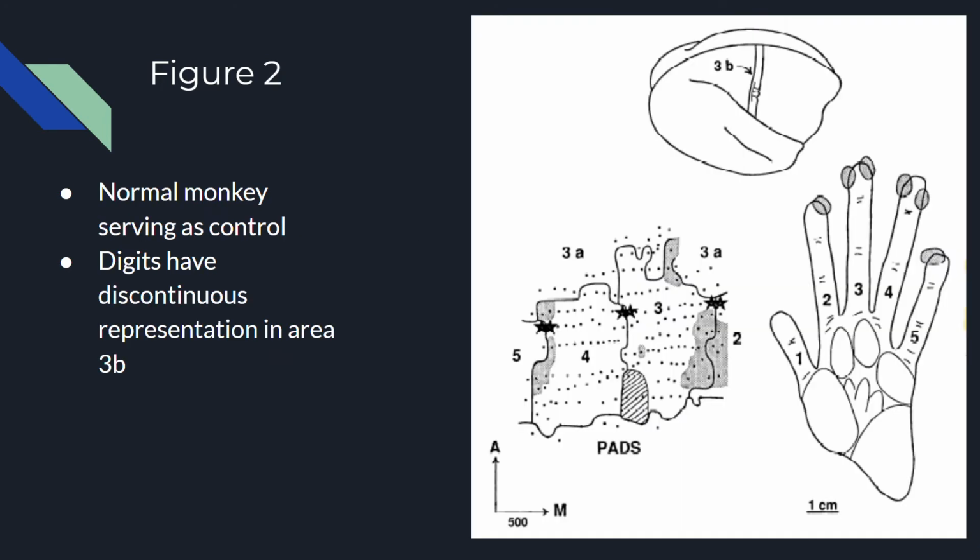So in figure 2, we see what it would look like in a normal monkey. And what we can clearly see here is that in normal representations of the digits, they are discontinuous, meaning the inputs for 3 are separated from the inputs from 4. And this discontinuous representation with abrupt borders between the adjacent digits corresponds to receptive fields that jump from the individual digits.